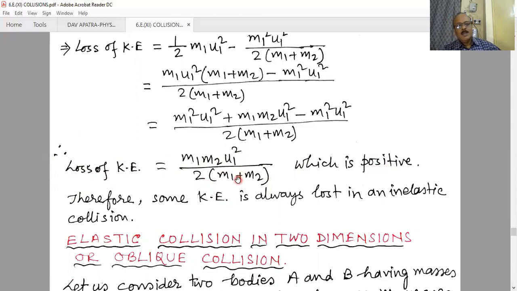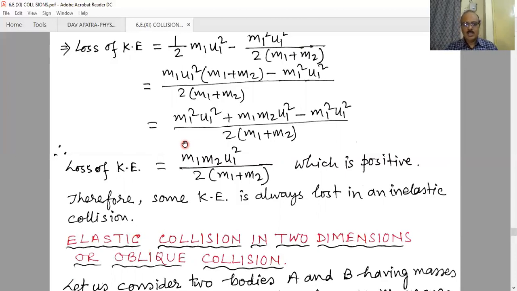How is it a positive number? Now m1, m2, m1 plus m2, all these masses have a plus sign, therefore these are not negative quantities. And u may be positive or negative, but u1 square is always positive, because any square term can never be negative. Therefore m1 m2 u1 square whole divided by 2 into m1 plus m2 is positive. Therefore some kinetic energy is always lost in an inelastic collision, practically in a perfectly inelastic collision. In a perfectly inelastic collision, this is a proof that there must be a loss of kinetic energy, and this kinetic energy obviously transforms into other forms of energy.